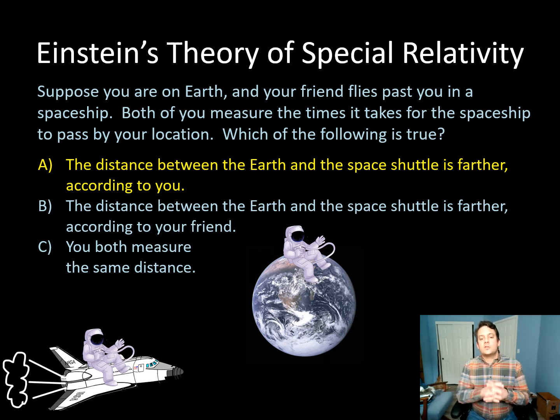Okay, so I'm going to tell you the answer, but pause it if you don't want it yet. The distance between the Earth and the space shuttle is farther according to you. And as you may have guessed, or understood very deeply, this is a classic example of length contraction. So your friend is moving at some speed. And because he's moving, lengths contract. And so the distance between him and the Earth is shorter as measured in his reference frame than it is as measured in your reference frame.